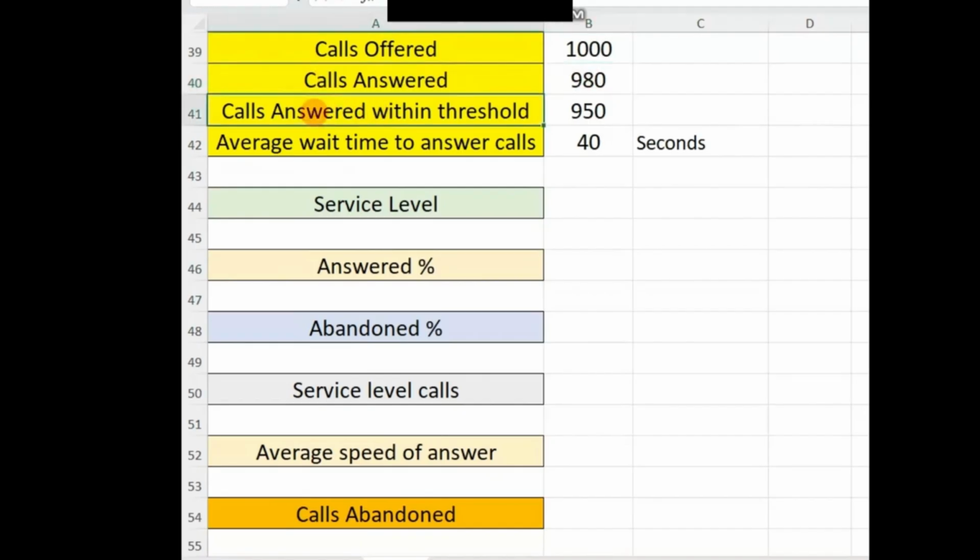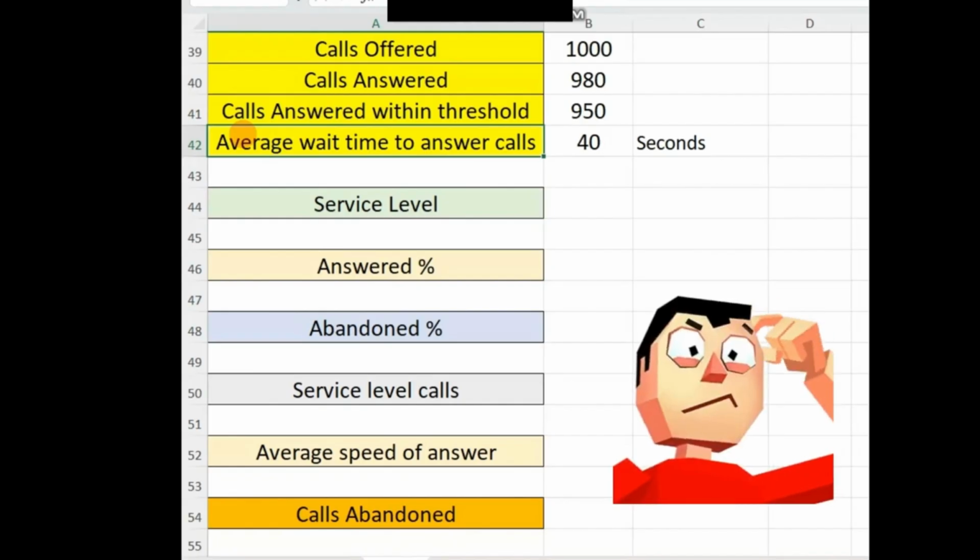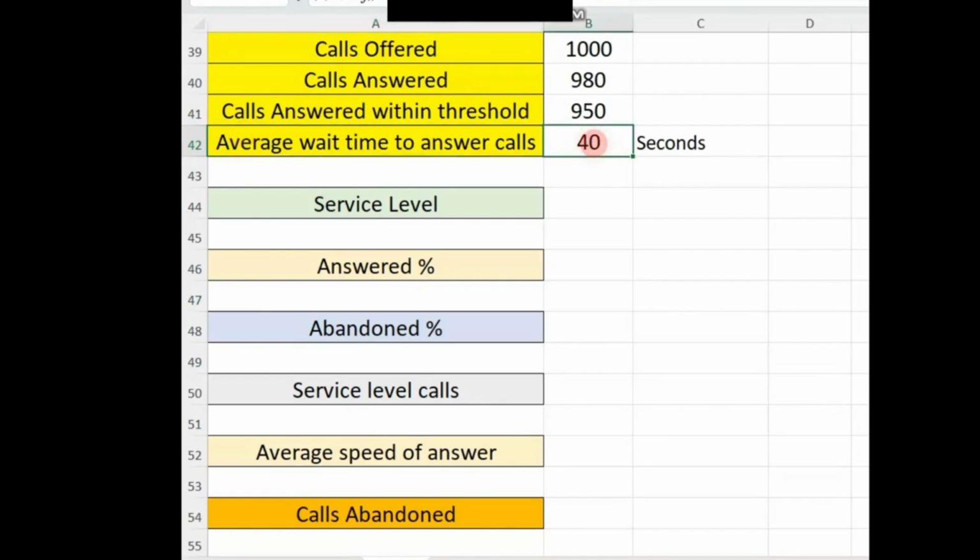Calls answered within threshold means how many calls have been answered within the threshold. The threshold could be 20 seconds, 30 seconds, 40 seconds, depending on the agreement between the company and the client. After that, we have average wait time to answer calls. To answer one call, what is the average wait time taken to answer the calls? That is considered as the average wait time to answer calls. And here we have taken 40 seconds.